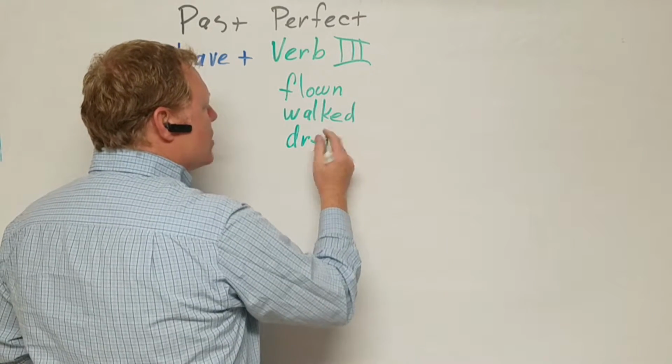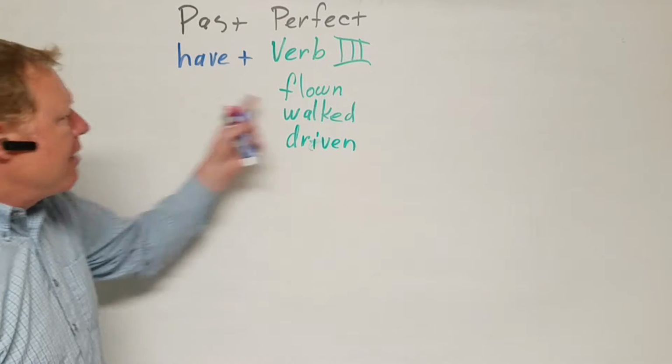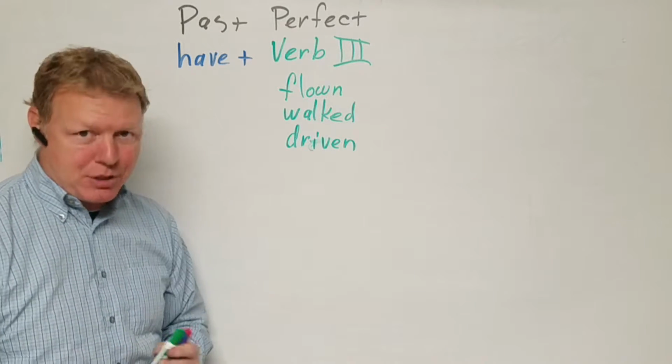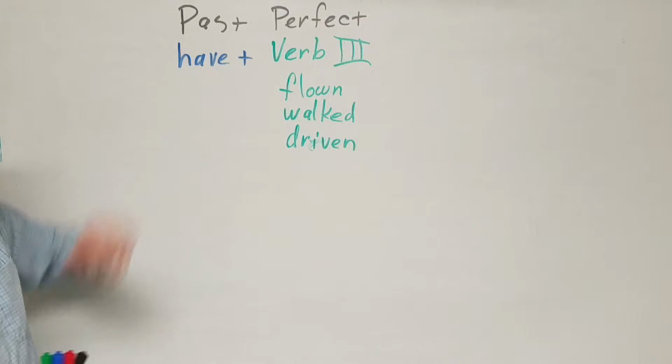Driven. Okay, so here we've got our verb 3, okay? I have flown, I have walked, I have driven, I have eaten, I have slept. That's the third way to use the verb. So this is how you make a perfect.